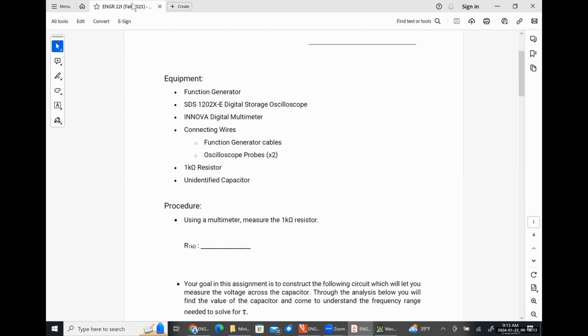So instead of using the function generator, the digital oscilloscope, and all that kind of stuff that we have around the room, I'm using this old Digilent board, which is how we used to do all of the labs in this class before we bought the new equipment. So the first part of the procedure here is using a multimeter. I measured the 1 kilo ohm resistor, and I'm getting 989 ohms. So you should write that down somewhere. 989 ohms. We're doing the lab.